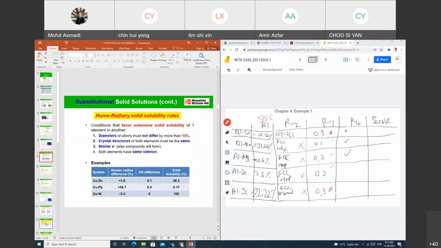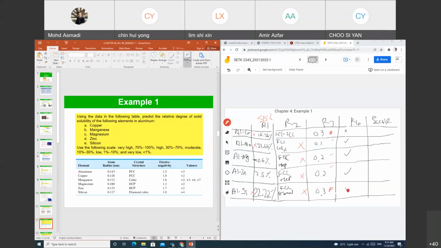Valence. Same valence. Valence, this one, aluminium and copper: aluminium and copper, +3, +2, right? +2, this one. Aluminium, silicon, +3, +4. For me, this one, aluminium and silicon is the very lowest one.